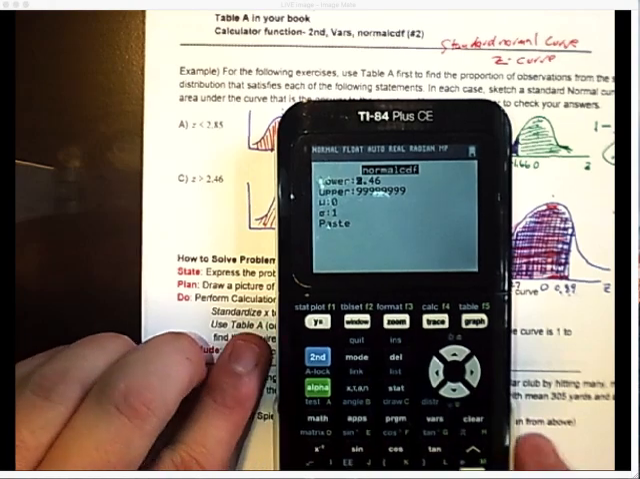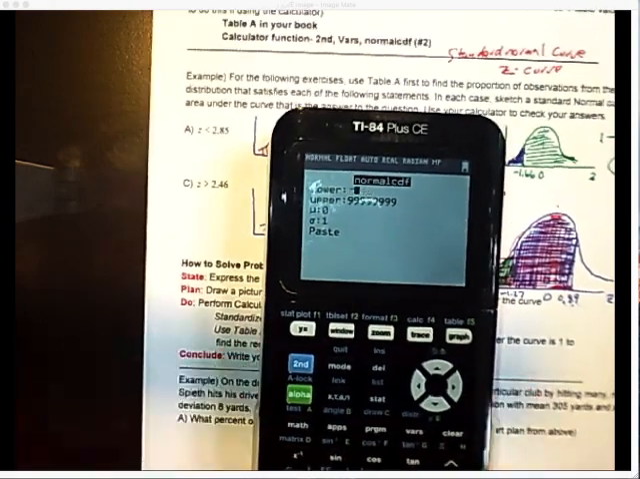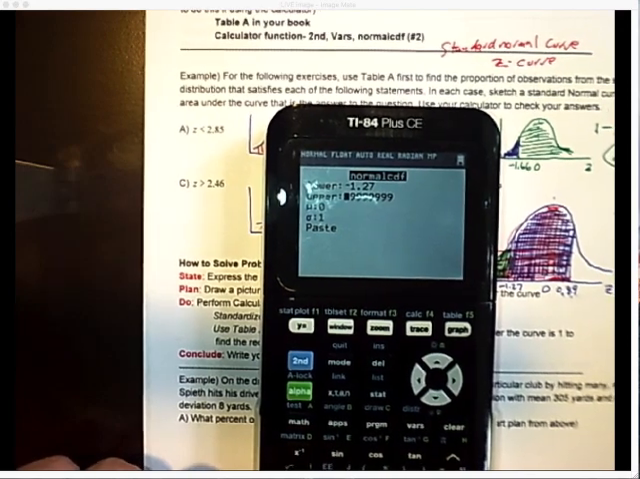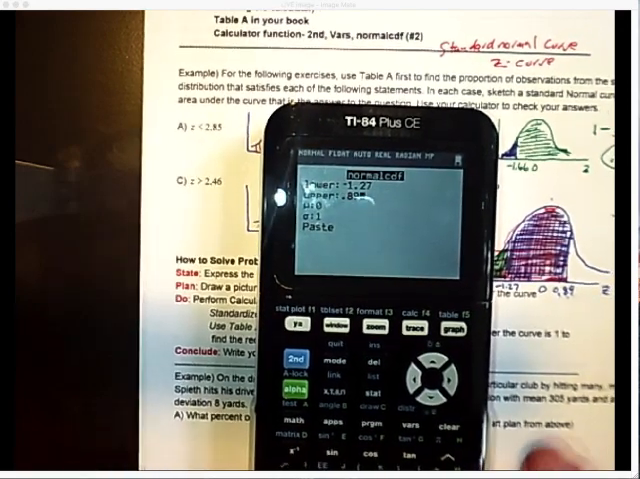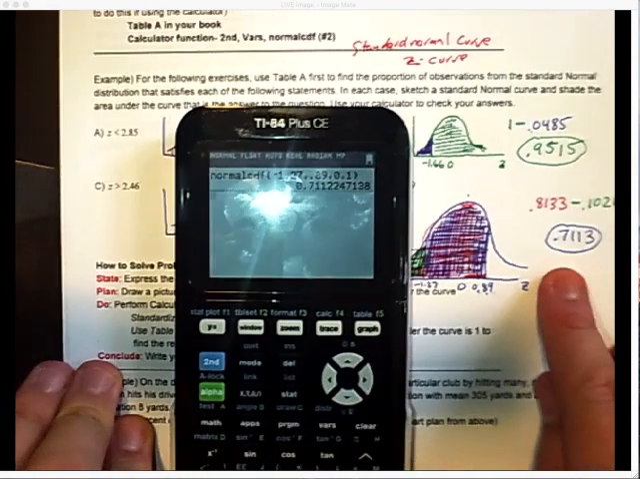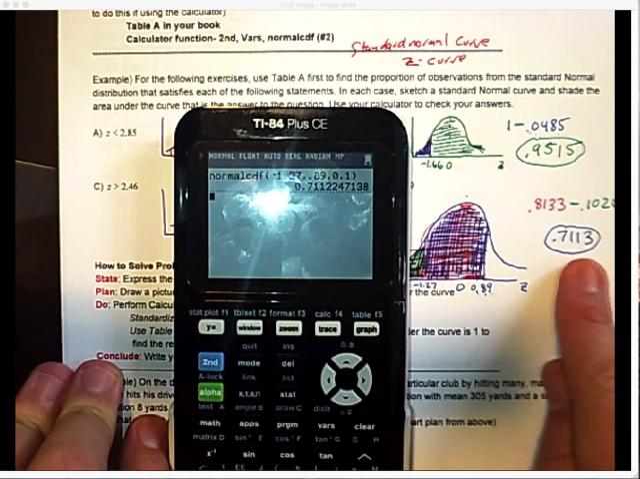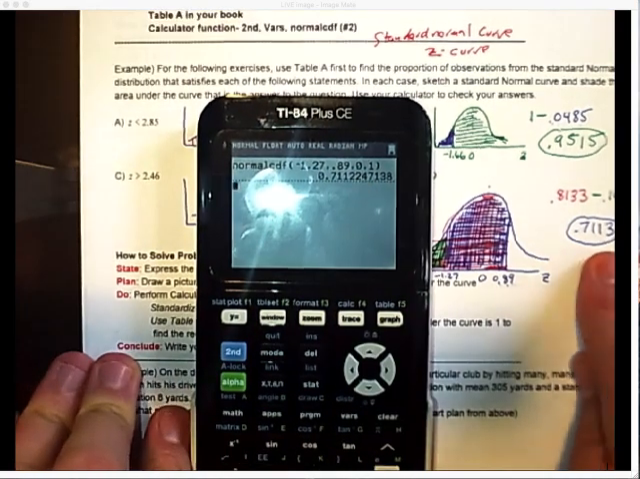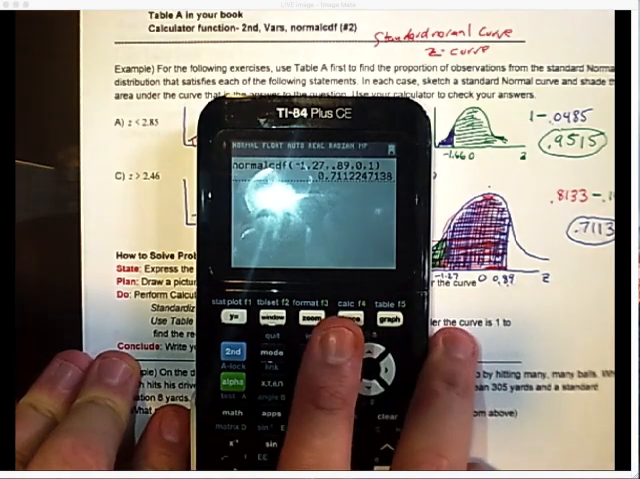Okay. On the last question, we're going from a z value of negative 1.27. That's where we're starting our shading. And we're stopping our shading at a z-score of 0.89. What do you know? That's 0.7112. Okay. Now the table told me 0.7113. That's close enough. Okay, this is exact. This is an estimate. Tables just give us estimates.